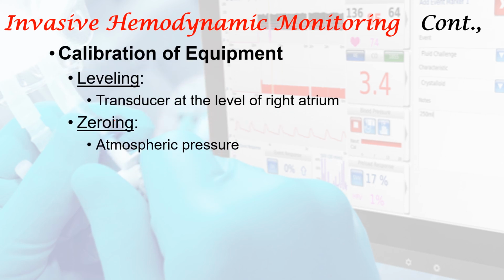Continuing, next is calibration equipment. Calibration of equipment in the sense we usually do leveling and zeroing. In between the monitoring times, we do the leveling. Leveling in the sense the transducer is at the level of the right atrium, and zeroing in the sense of atmospheric pressure. We are just refreshing the pressure level with the atmospheric pressure. This is the calibration of equipment.